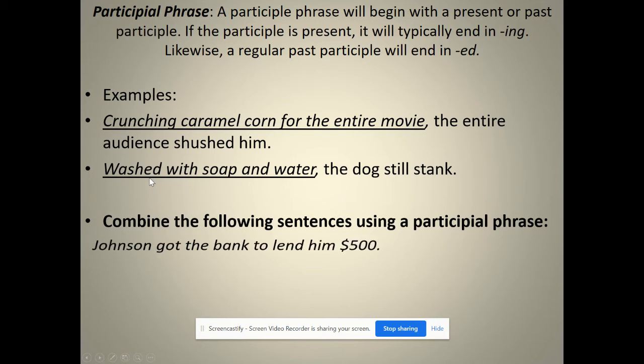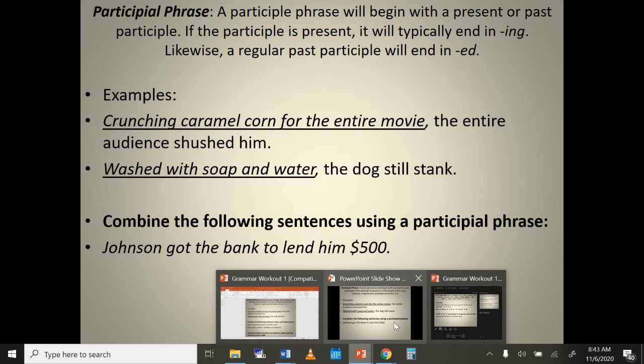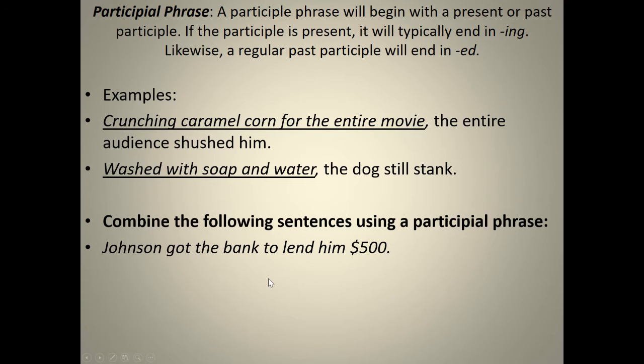All right, I want you guys to combine these two sentences using a participial phrase. Your first sentence is, Johnson got the bank to lend him $500. And the second sentence is, he used his mother's furniture as collateral. Pause the video here. Let's see how you guys can do with this one.